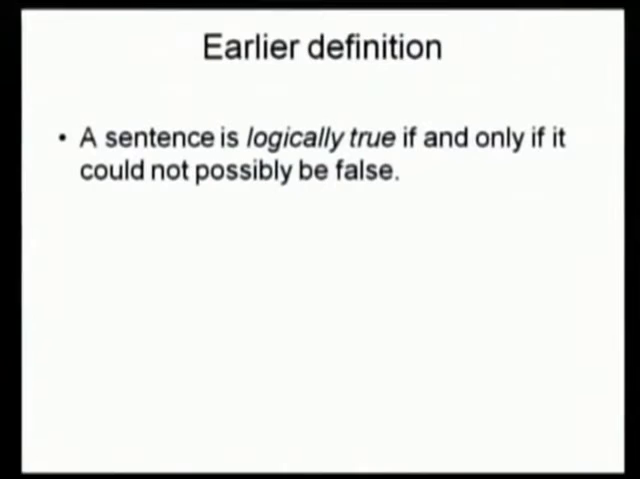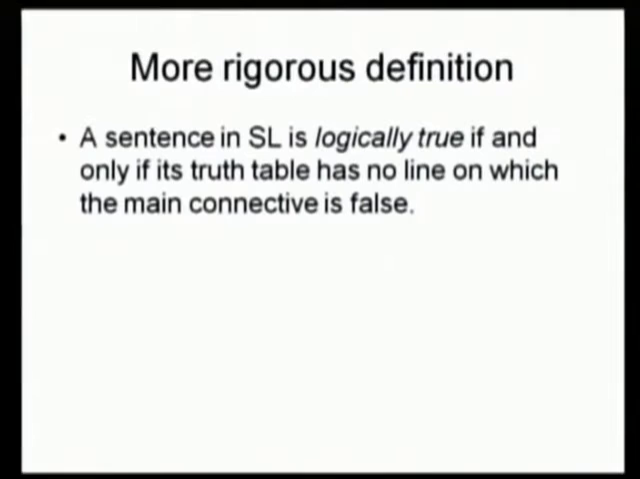To start with, this is the way we defined logically true before. A sentence is logically true if and only if it could not possibly be false. And we now have defined it more recently: a sentence in SL is logically true if and only if its truth table has no line on which the main connective is false.